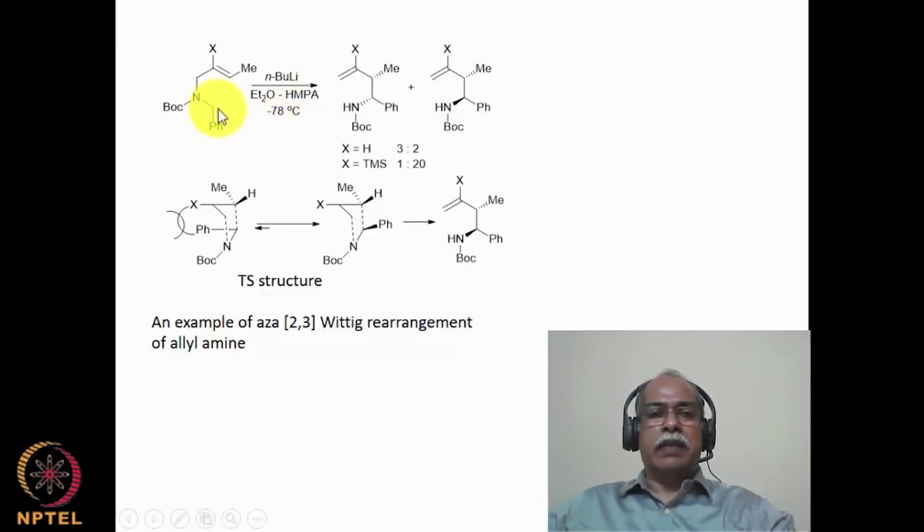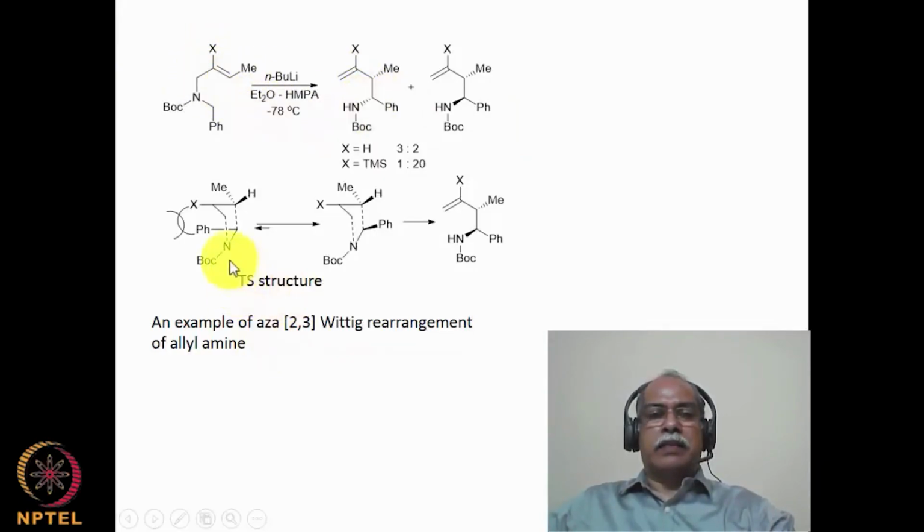The rearrangement is essentially occurring from the carbanion that is generated in the benzylic position, which attacks the allylic terminal position with a concomitant rearrangement followed by the carbon-nitrogen bond cleavage, resulting in the formation of this Boc protected secondary amine in this particular case. And once again, the diastereoselectivity is very high because of the well-defined stereochemistry, which is the trans stereochemistry in this particular case.